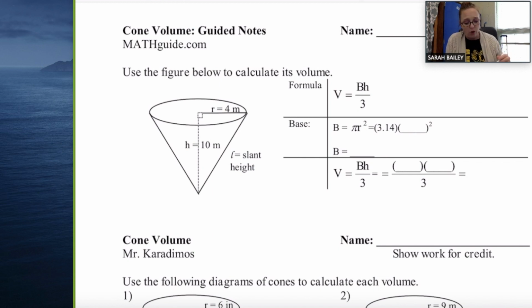So the formula that we have for the volume of a cone is area of the base, that's a capital B, area of the base, times the height of the cone divided by 3.